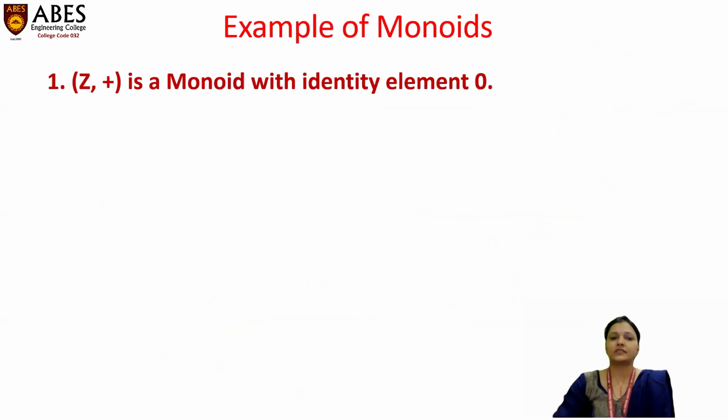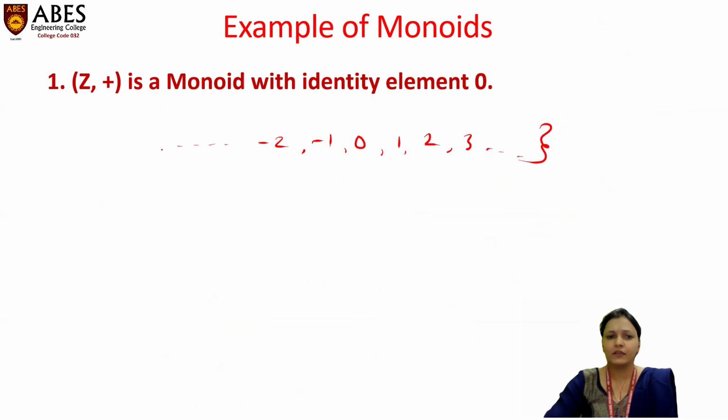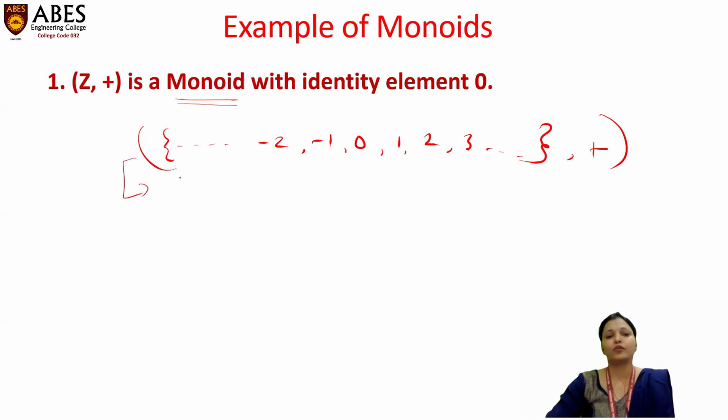We will take some more examples. This is another example. Here it is given also: the identity element is 0. The set of integers. Integers are everything like -2, -1, 0, 1, 2, 3 till infinity. It is an infinite set. The operation given here is plus. So this is the structure we have. Here it is given that it is a monoid, but we will check how we find whether it is a monoid or not.